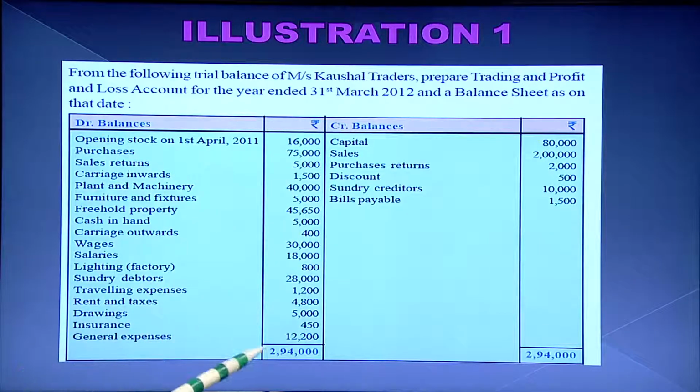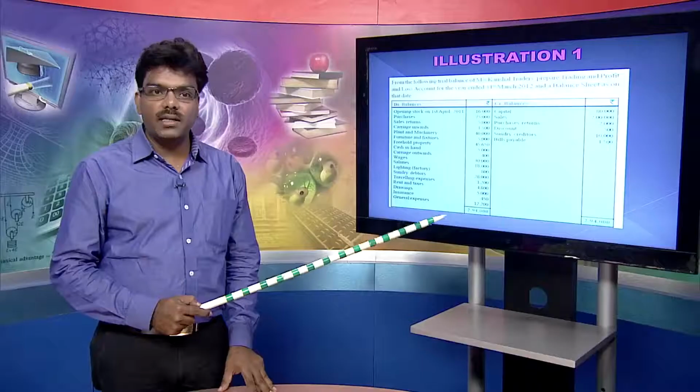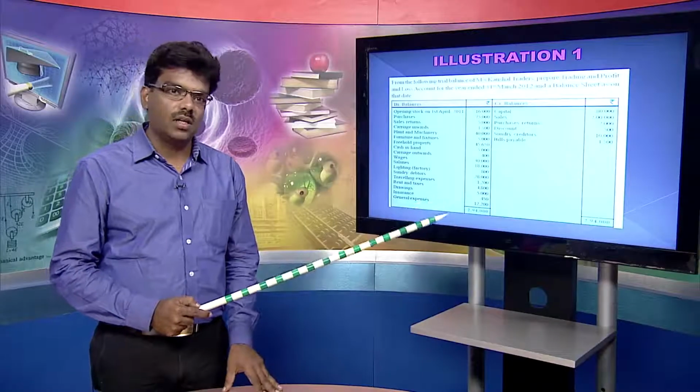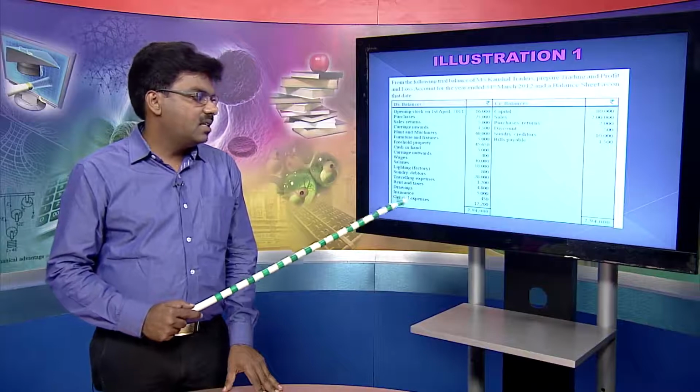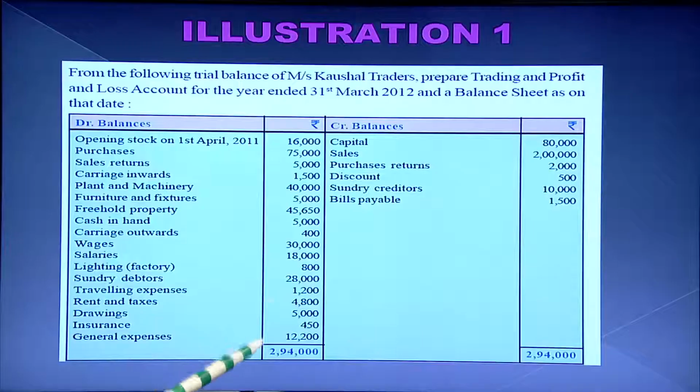Next is insurance. Insurance is our indirect expenses. So, that will be shown in the profit and loss account. And last expenses is general expenses, that is 12,200. General expenses is also our indirect expenses. So, that expenses will be shown in profit and loss account. So, dear learners, we studied all the debit balances, and now you understand well where these particular expenses or assets will be shown.